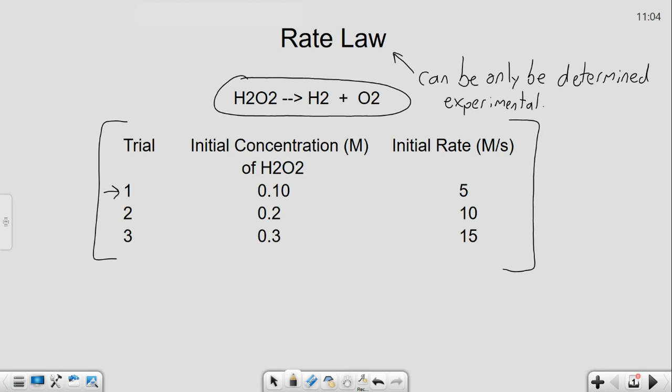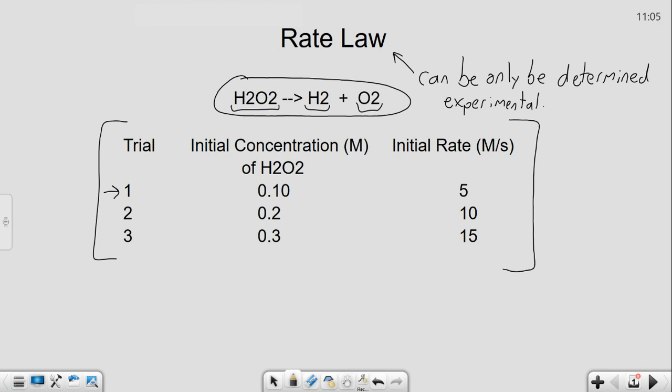So trial 1 here. We start with, let's say, 0.1 molar H2O2, and we would measure the reaction rate in some way. If you look here, we're producing hydrogen and oxygen, so you could measure the production of hydrogen or oxygen. So you've got a liquid turning into a gas. You could measure production of gas. You could measure how fast the peroxide, which is the liquid, disappears. You could measure pH potentially. There's all kinds of different things you could measure, but they find some way to measure the actual reaction rate. So in this case, it's going at 5 molarity per second, 5 moles per liter per second.